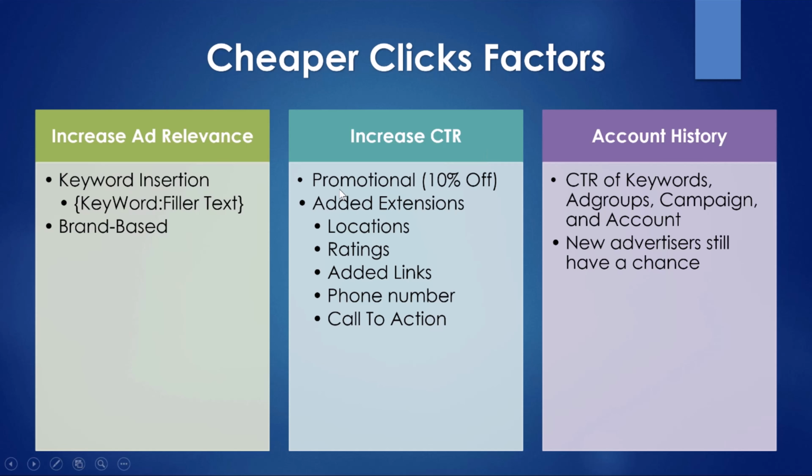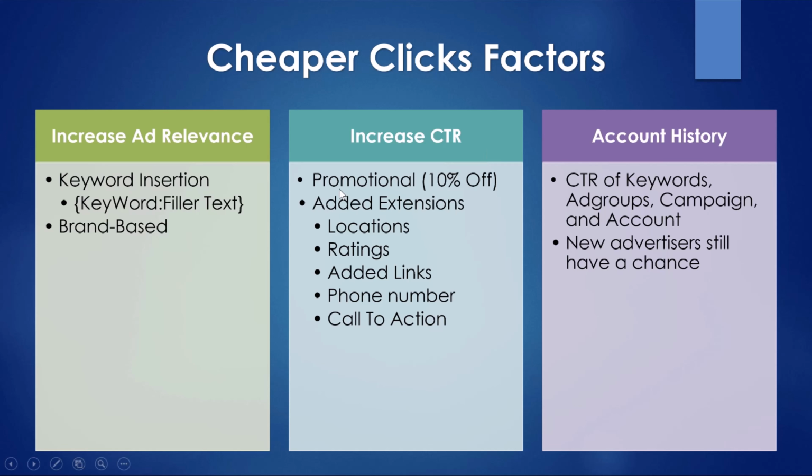So you could do things such as adding a promotional offer within the text, as well as the extension. You could add a location extension, for example, if you're a local-based small or medium-sized business. You could add ratings, so those are stars. You could add additional links to different pages on your website, as well as a phone number, so for example, someone wants to contact your business directly or your affiliate offer directly, and then as well as a call to action. So get the person to read, download now, call now, learn more now, for example.